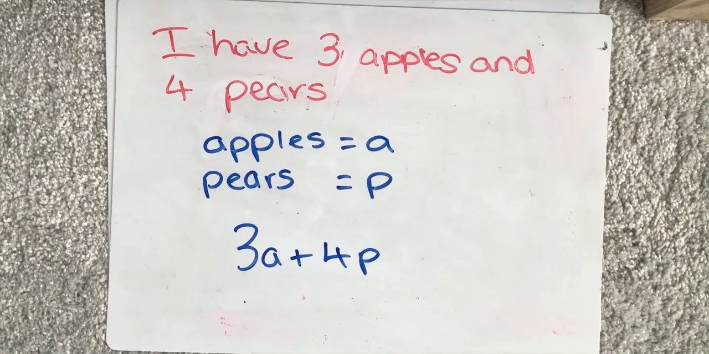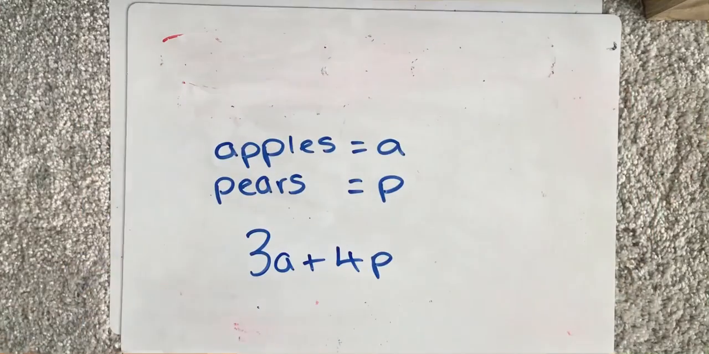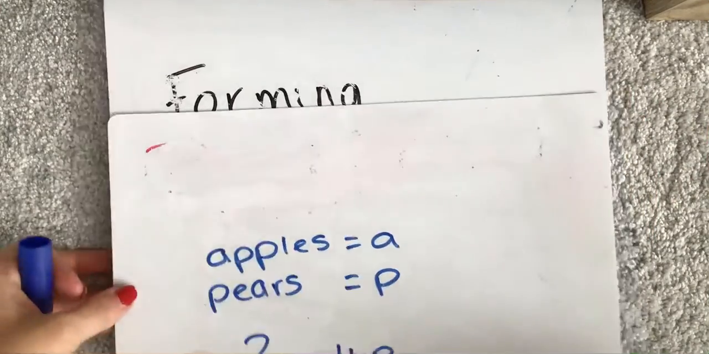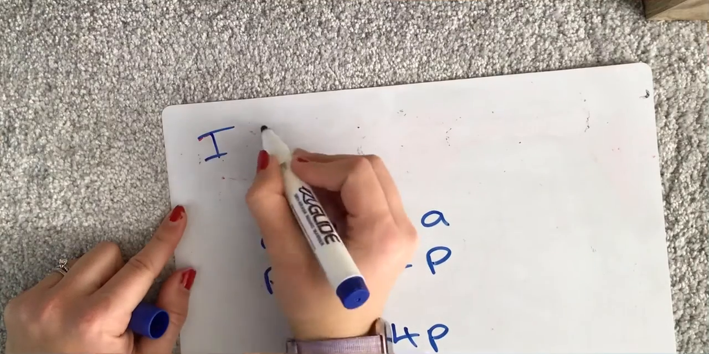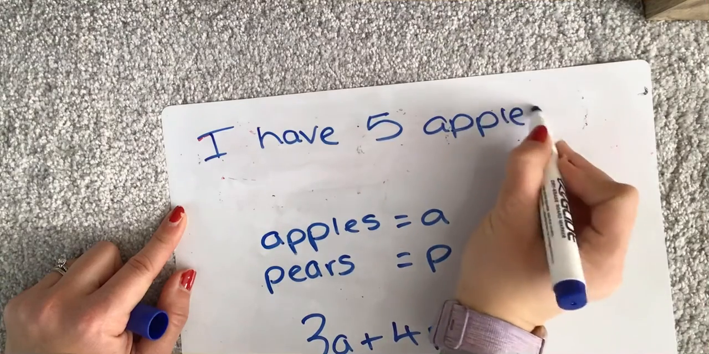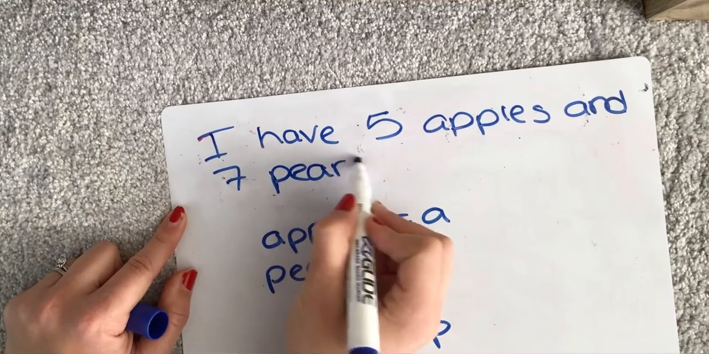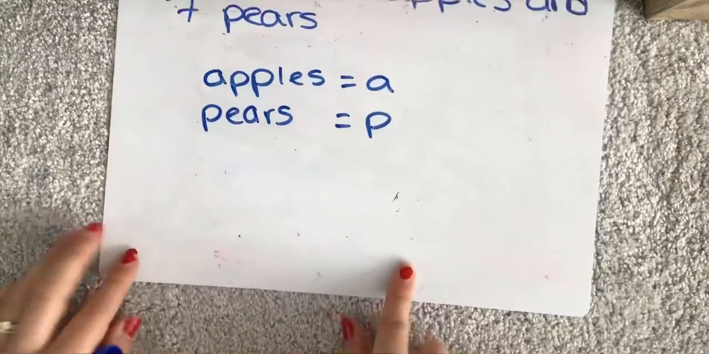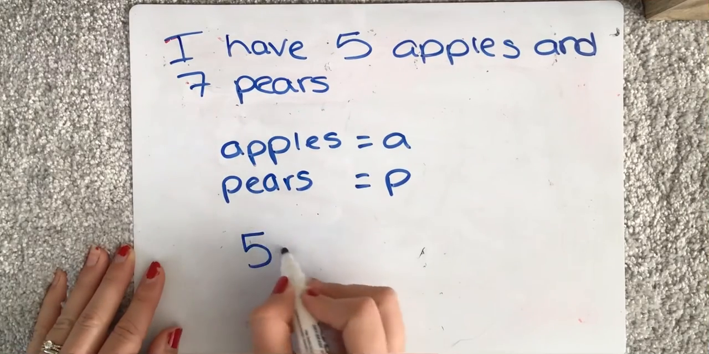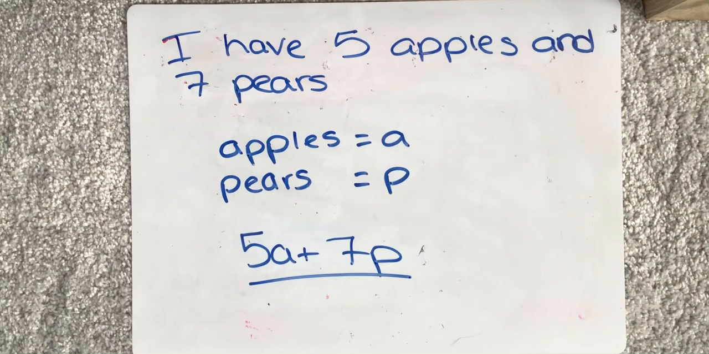I could change these numbers. So I'll stick with apples and pears. So this time I could say, I'll get rid of that one. I have 5 apples and 7 pears. So this time I'm going to say 5A plus 7P. And this is my expression. It does not need an equal sign. An equation needs an equal sign, an expression doesn't. I've combined numbers and letters.